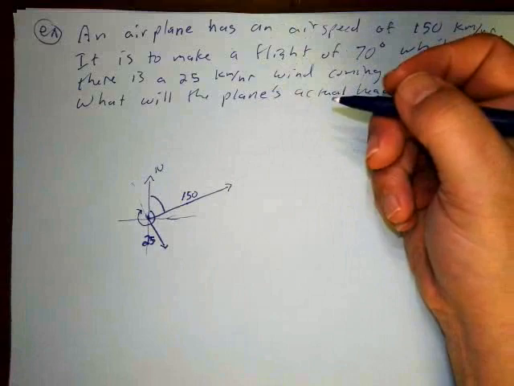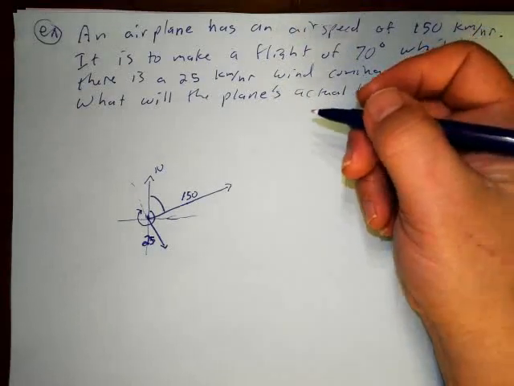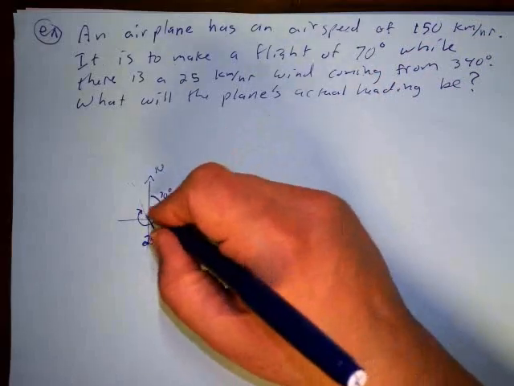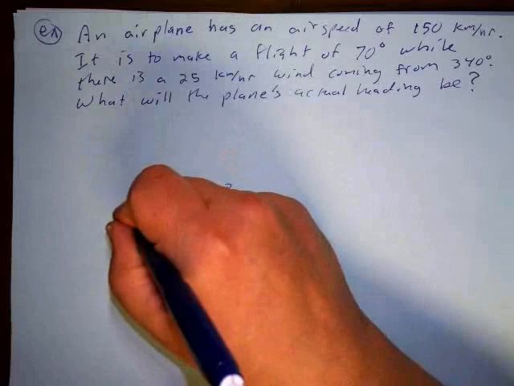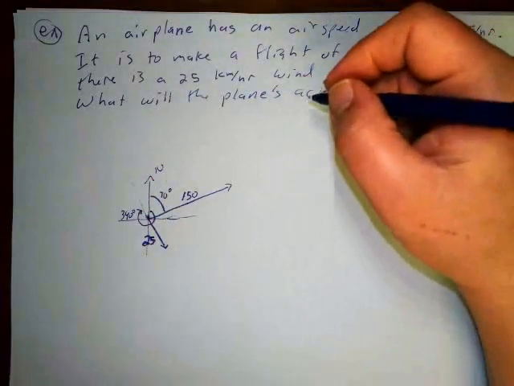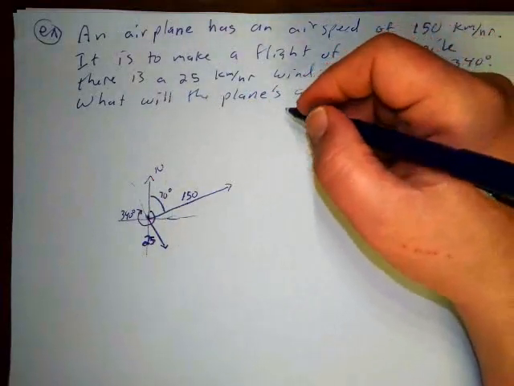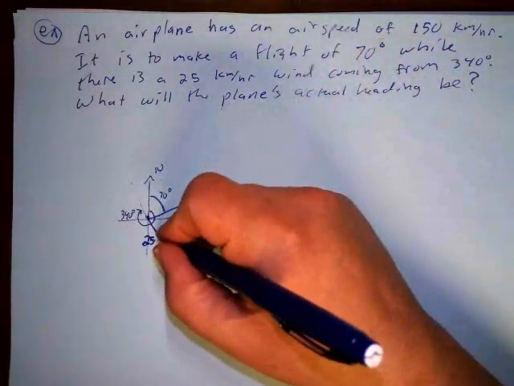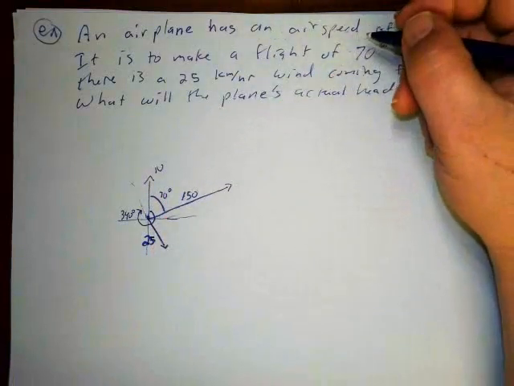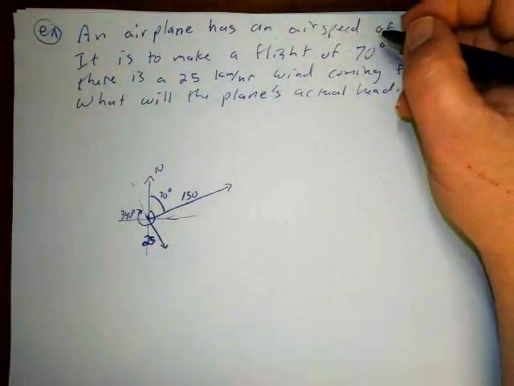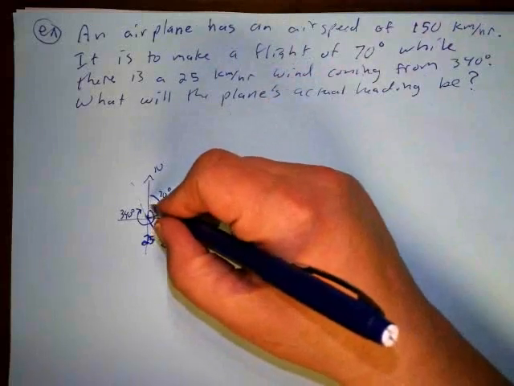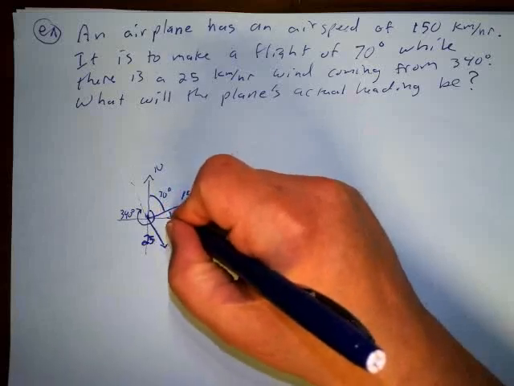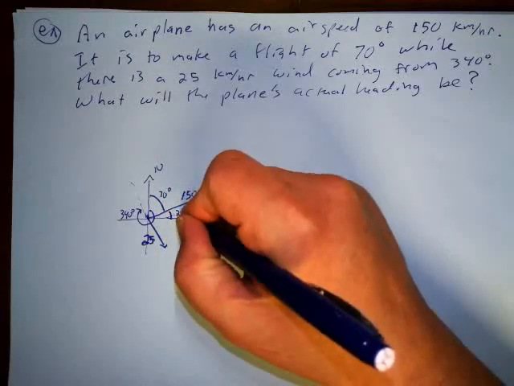Okay, so now what we need to do is figure out these angles. So this is 70 degrees. This whole thing around here is 340 degrees. And what we have to do is figure out this angle between the two. So how are we going to do that? Well, if this is 70, then this here is just what? That's going to be 20 degrees.